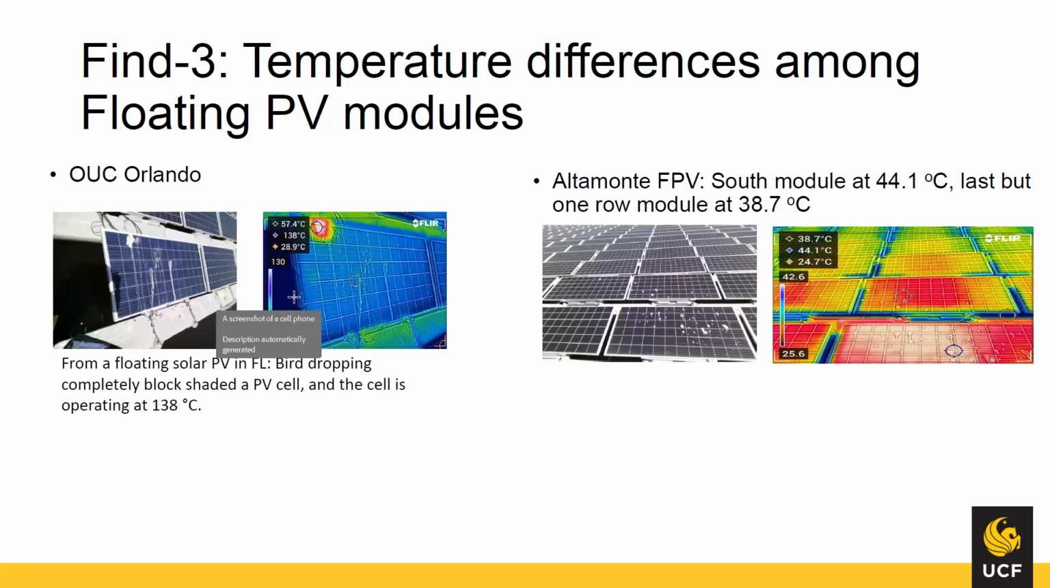But why would a bird dropping be 138 degrees C? It's a white reflective surface. It's not impacting the module behind it. It's hyper-localized to the actual bird dropping. I have a ton of questions about that. That's not jiving with logic.